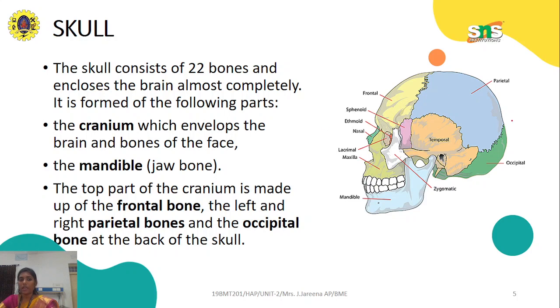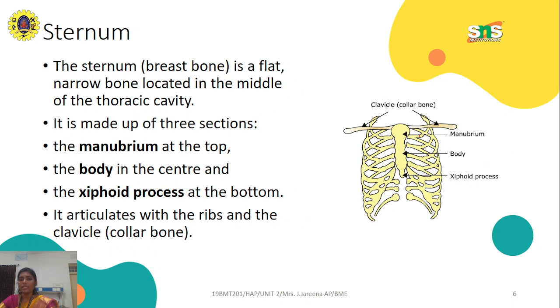So the major parts are the cranium and the mandible. In the cranium you have different types of lobes, and you have the facial bones as well. The facial bones and the cranium part will be connected with the help of the zygomatic bone, right? And then the next axial skeleton is the sternum.